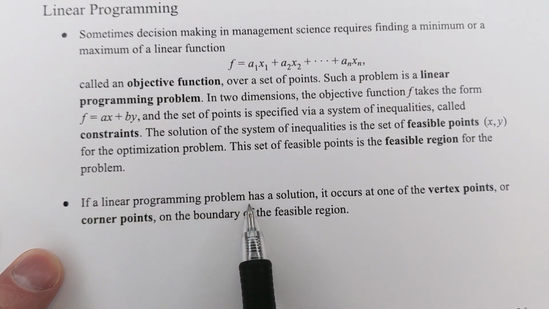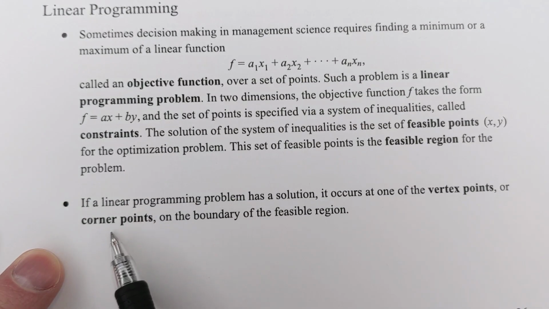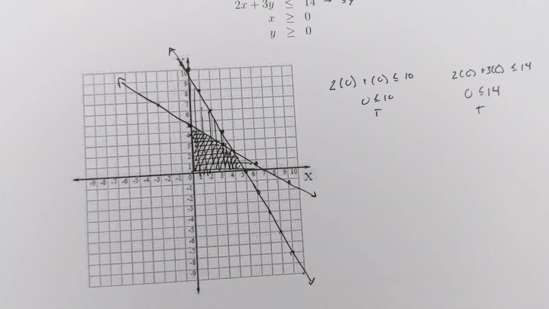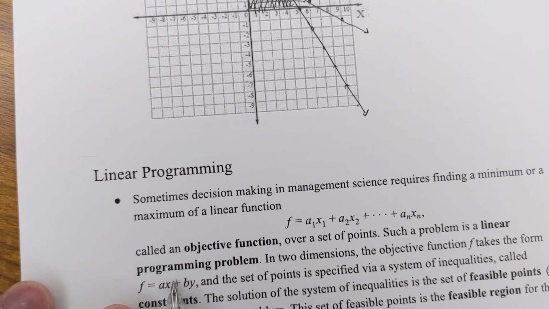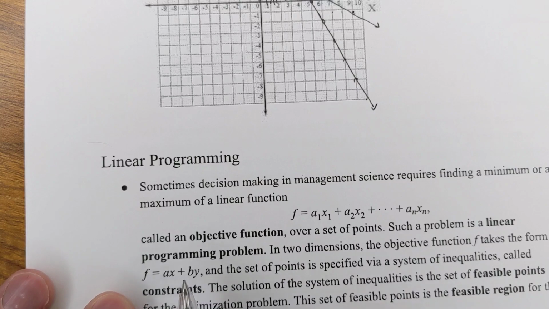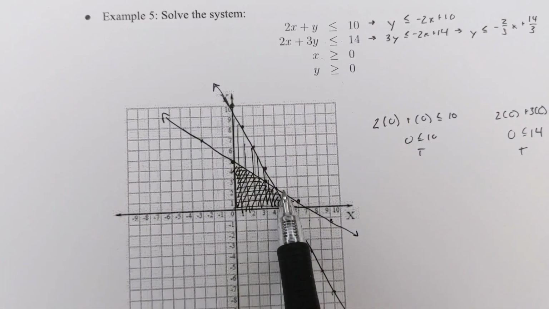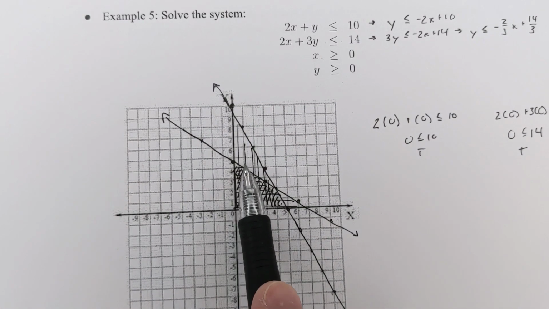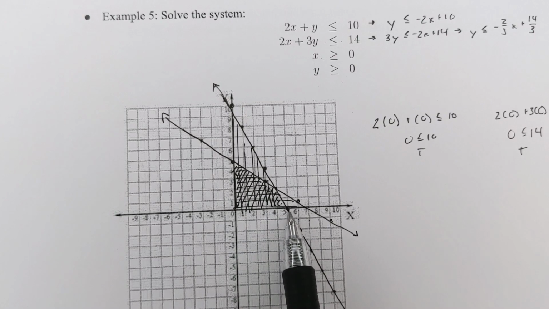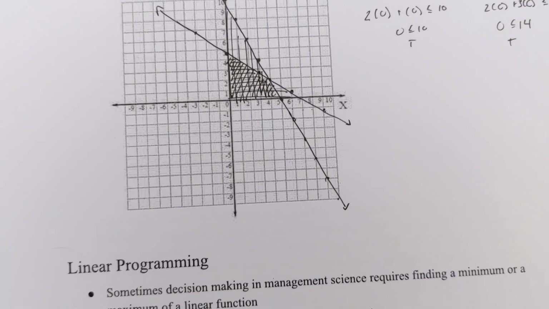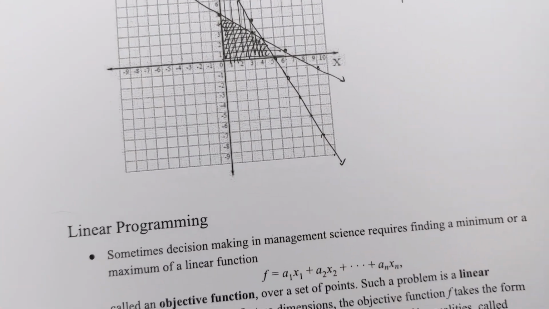If a linear programming problem has a solution, it occurs at one of the vertices or the corner points. So your objective function, f of ax plus by, you would check the corners of your shape. So I would check 0, 0, I would check 5, 0, I would check 0, 5, and that's at 4, comma 2. And see which of those give me the thing I want. Do I want to maximize? Do I want to minimize?